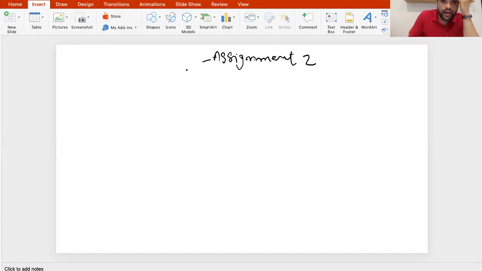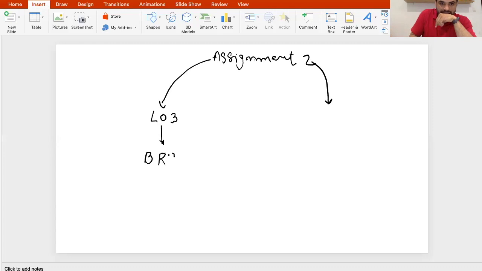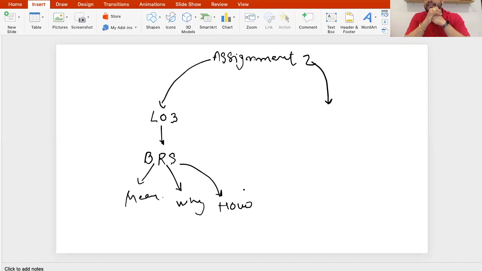In assignment 2, you're going to have two learning outcomes. Learning outcome 3 is about today's session, in which we will discuss the bank reconciliation statement. What is the meaning of bank reconciliation statement? Why do we prepare it, and how do we prepare it? All these things we're going to discuss in this session.